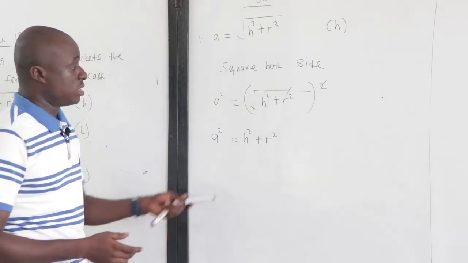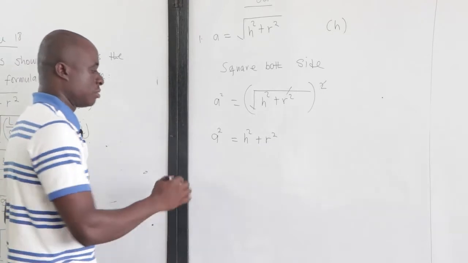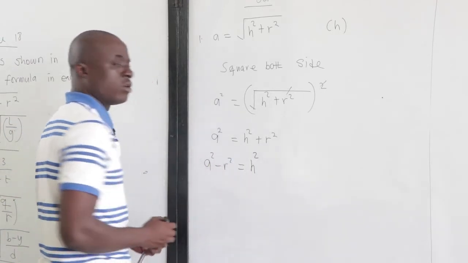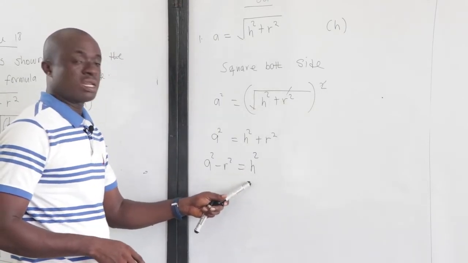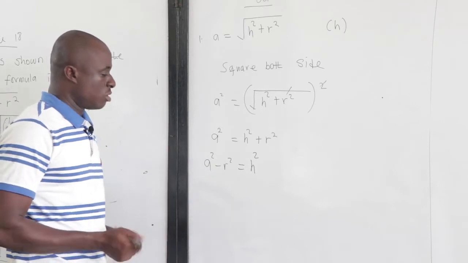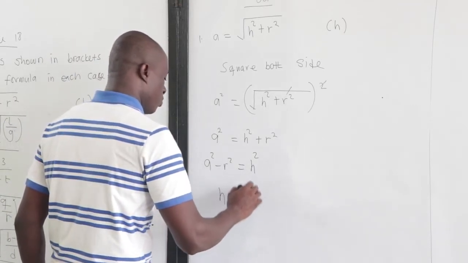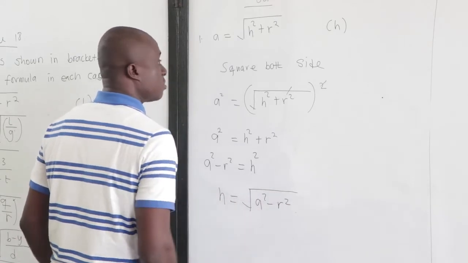We want to make h the subject. What should you do? Take the r squared to the other side. So you have a squared minus r squared equal to h squared. From here, we want to make h the subject, so we can take the positive square root. So we have h equal to the positive square root of a squared minus r squared.